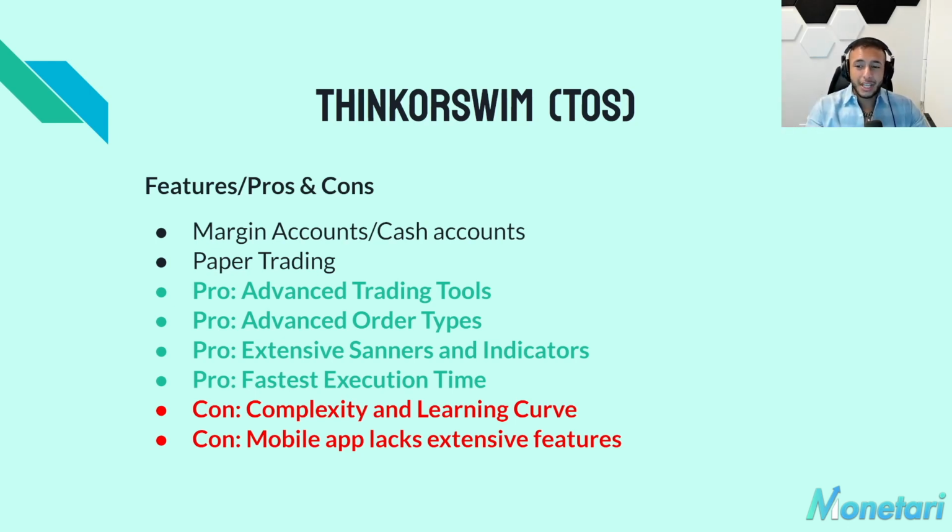There's plenty of scanners and indicators on thinkorswim. There's not really much in the form of technical analysis or charting on Robinhood. Another pro for thinkorswim is that it's the fastest execution time of any broker. All right, so keep that in mind. The reason why it's the fastest is because you pay for it. So thinkorswim is not commission free. You do pay a commission of 65 cents per option contract.